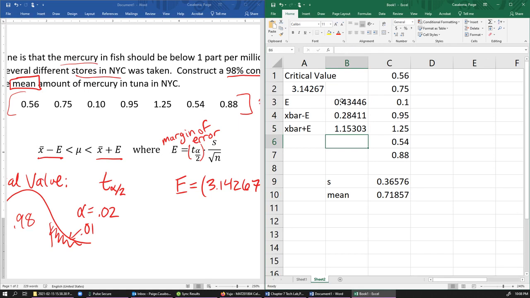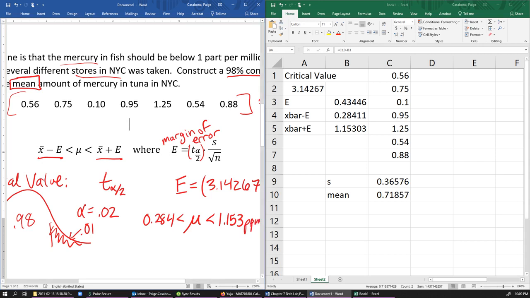And just like with the proportions, you can definitely just do this with a calculator. There's no need to use Excel except for finding the critical value itself. But I just find it easier to do this. So what this tells me is that my mean is going to be between 0.284 and 1.153. And these would be in parts per million.